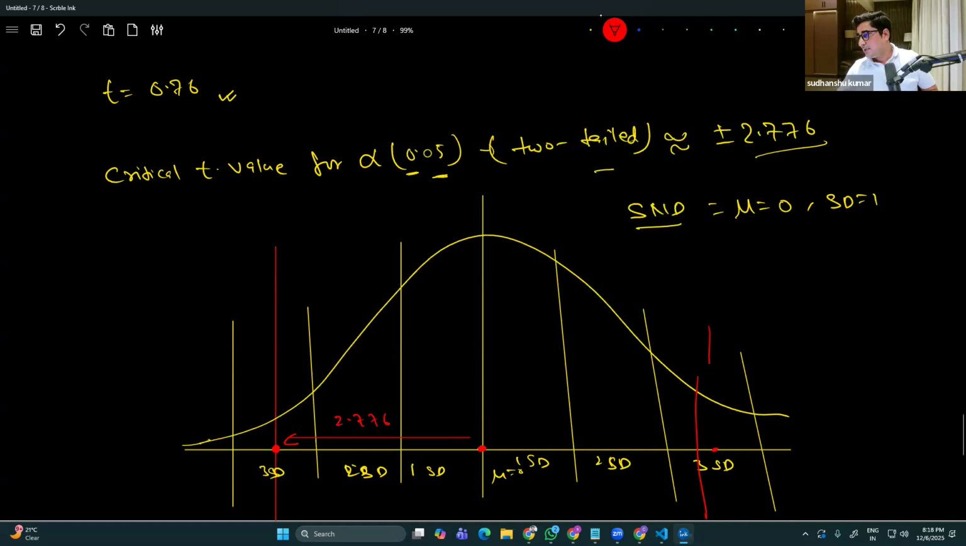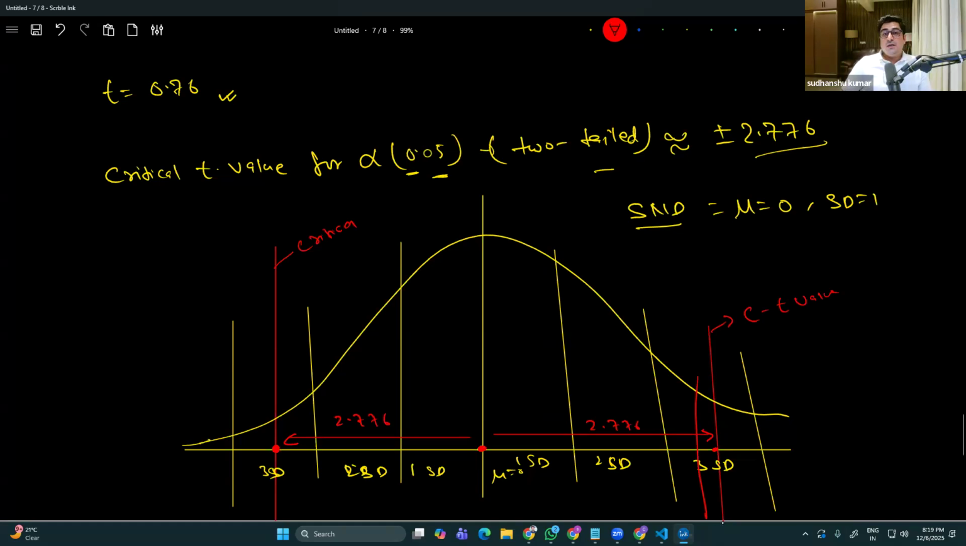So maybe I can draw a line over here. Right, so from this side, 2.776, yeah, 2.776 on this particular side, I will be able to find out. So this is my critical t value, I can say. And on this side, this is my critical t value.